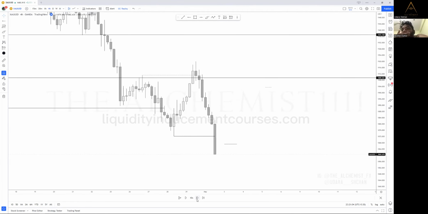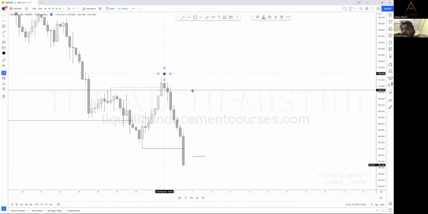Now, what did I tell you? What is this? This is a strong high, right? This is a strong high. Why? Liquidity taken, structure broken. So within the lower time frame strong high, what did I tell you? We have to look for the higher time frame point of interest, right? So within this 4 hour strong high, what's the point of interest you have here? A monthly order block.